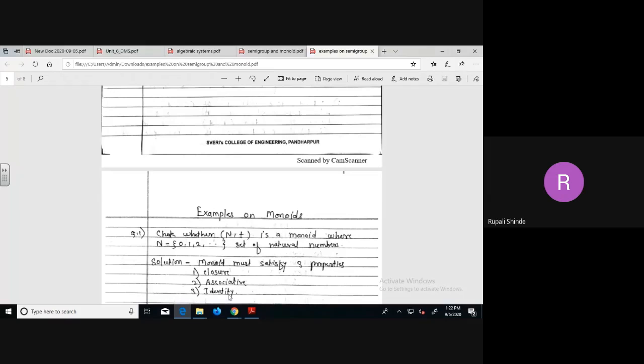So first of all tell me, are you able to solve this example? We have solved many examples on semi-group. In this same manner you have to check for monoid. So take 5 minutes and tell me your answer.